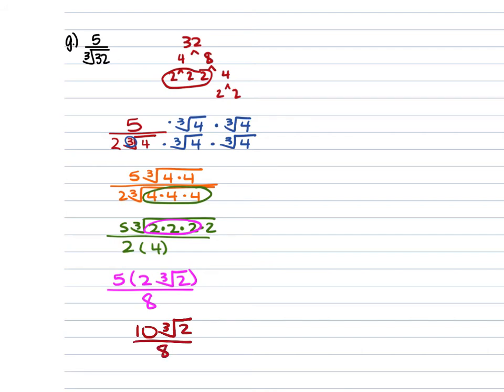The 10 and the 8 are both not under a radical, so they can simplify by dividing each by 2. So that becomes a 4 on the bottom and a 5 on top. So our final answer for this is going to be 5 cube root 2 all over 4.